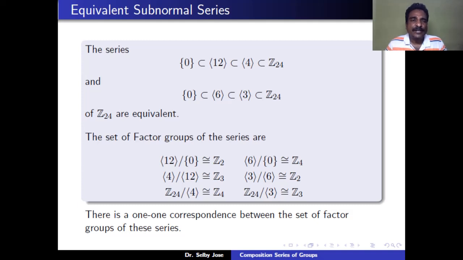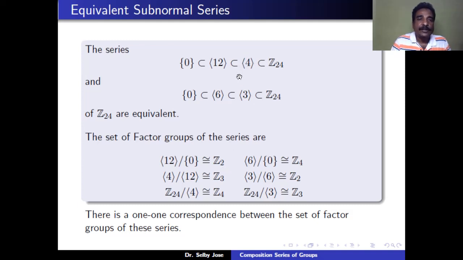Both these series are equivalent. Why? Because we will find out the factor groups of the first series. The first series, the factor groups are the cyclic group generated by 12 mod 0. The cyclic group generated by 12 contains only two elements, namely 0 and 12. And so the quotient group, the cyclic group generated by 12 mod 0, is isomorphic to Z2, because this quotient group contains only two elements.